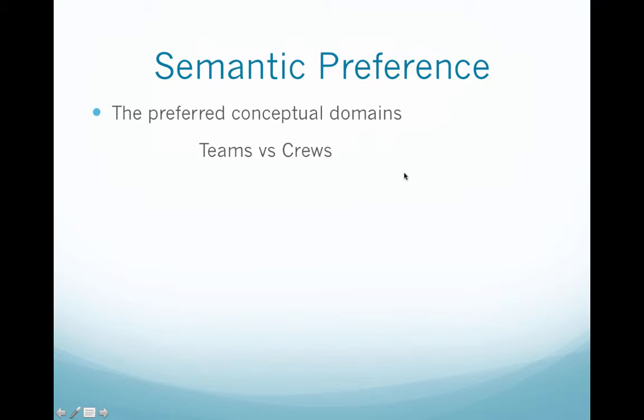Semantic preference. This is a tricky concept for some who read the book and are thinking about this for the first time. So we have two words that are actually very similar. We can call them synonyms, but they aren't really synonyms. Both involve groups of people working in concert. When you explore synonyms with your students, the question is, what kind of semantic preferences do these words have? The concept of semantic preference really deals with the conceptual domains or the subject areas. So, teams versus crews.